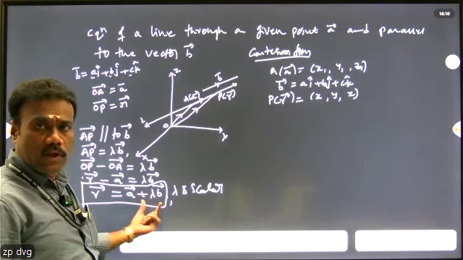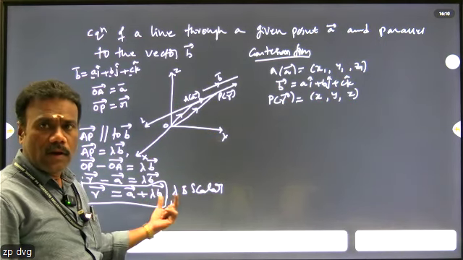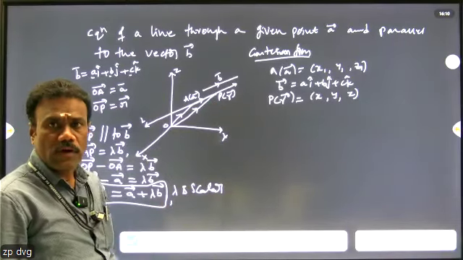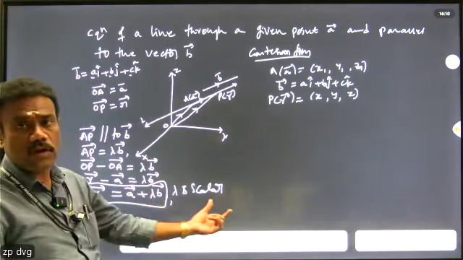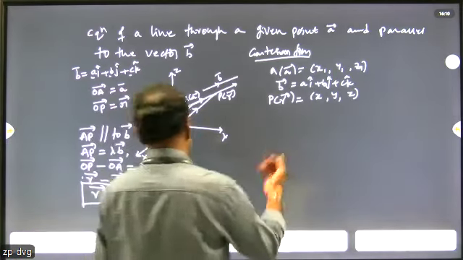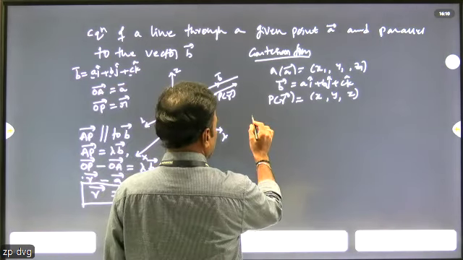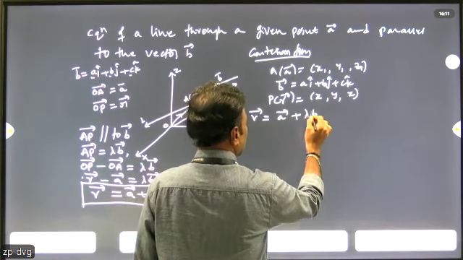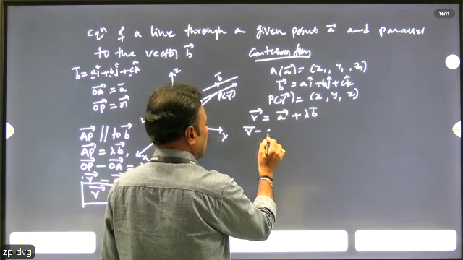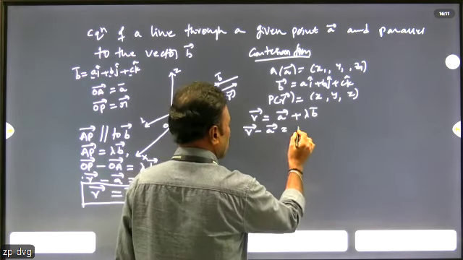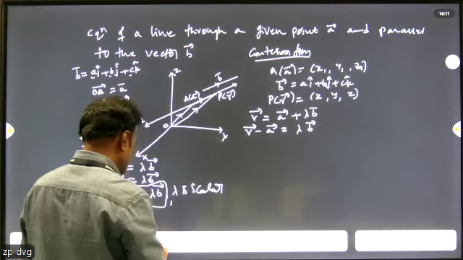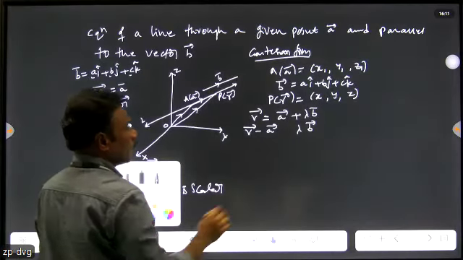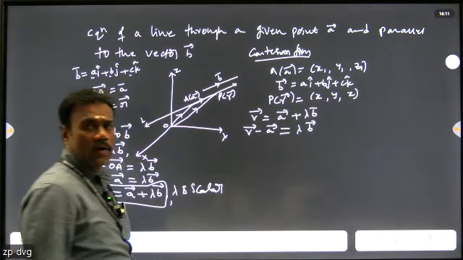Now, we know the equation of a line is R bar equal to A bar plus lambda B bar. If you substitute those values in this equation, you will get the equation of a line in Cartesian form. So first, if you take R bar minus A bar, you will get lambda B bar. R bar minus A bar is equal to lambda B bar.